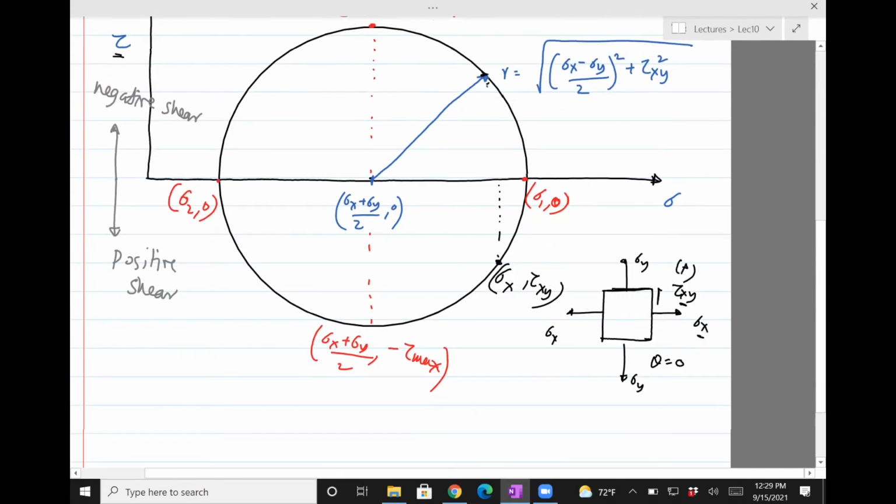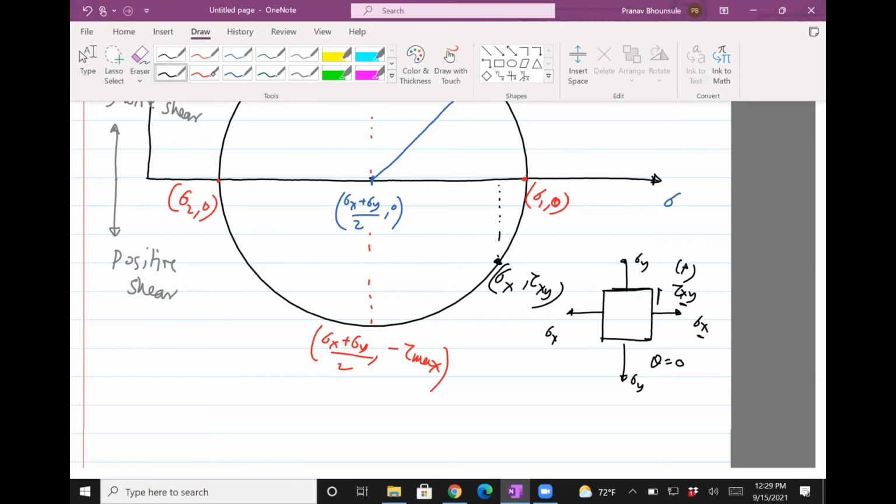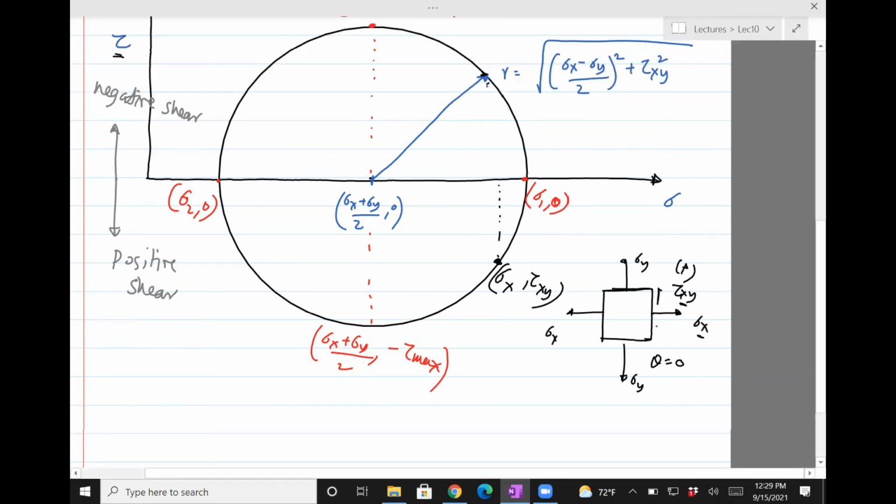So what the Mohr circle actually does is give you the stress on a plane. What I mean by that is, let's say this face is A. On that face, there are two stresses: a normal stress, sigma x, and a shear stress, tau xy. That stress is a point on the Mohr circle. So that is the stress at face A, which I just drew there.